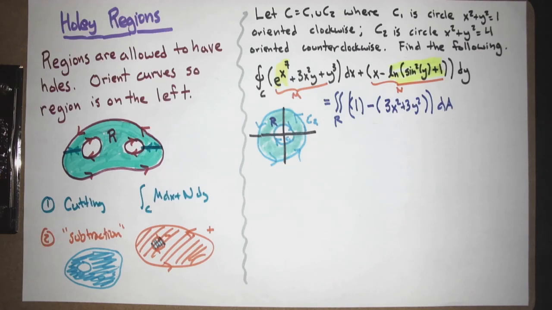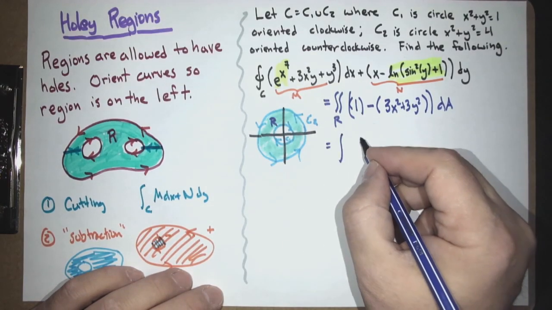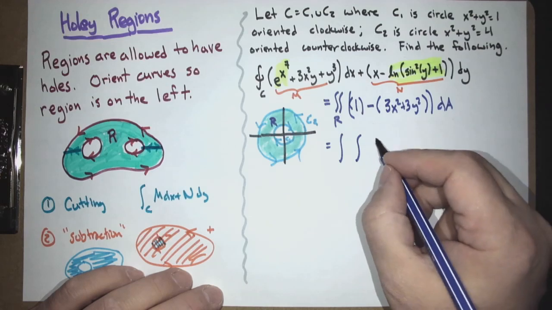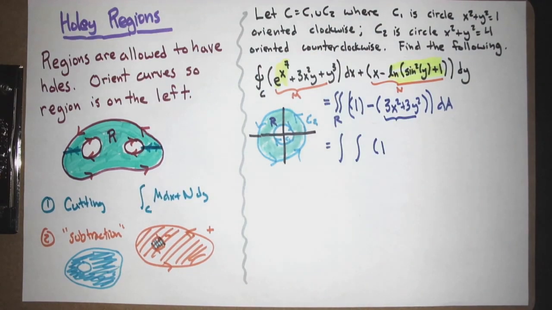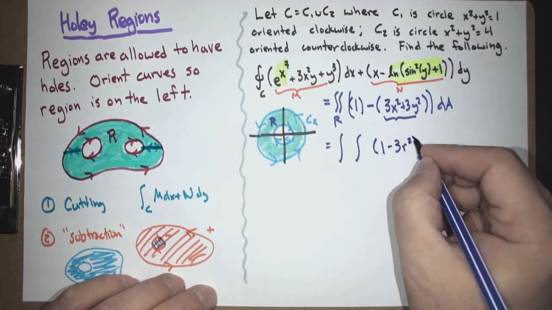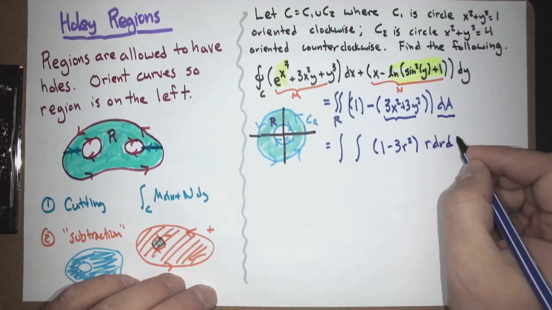Okay, so how do we integrate such a thing over such a region? Polar, right. We still have all these techniques. So we'll switch to polar. In polar, the 1 will become 1. What will this 3x squared plus 3y squared become? 3r squared. What will the dA become? r dr d theta. Good.